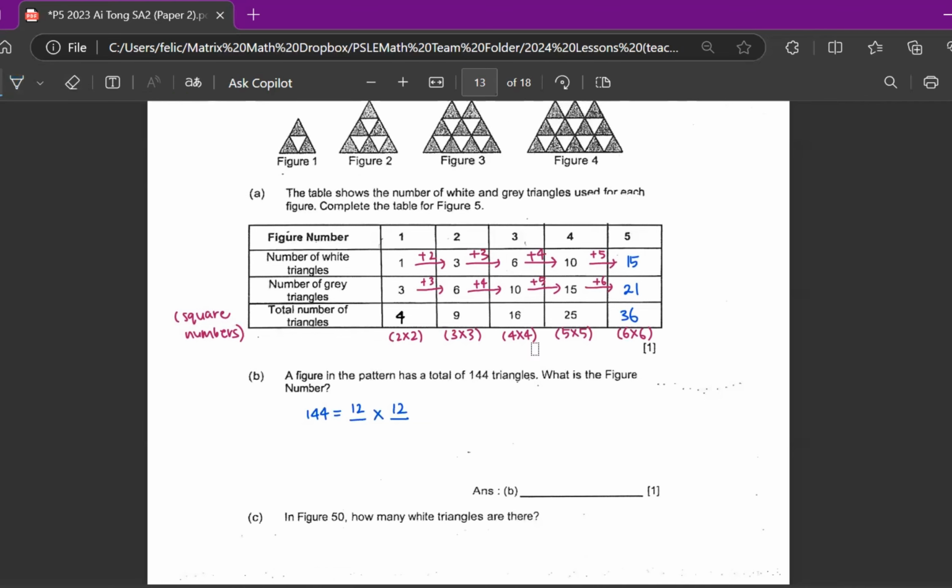Notice something: figure 1, this is a 2. Figure 2, this is a 3. Figure 3, this is a 4, and so on. So notice that the figure number is always one less than the numbers in the product. Which also means if this is 12 times 12, the figure number will be 1 less than the 12 here. So simply take 12 minus 1, which is figure 11. So you've got to see the relationship. Don't just do it blindly.